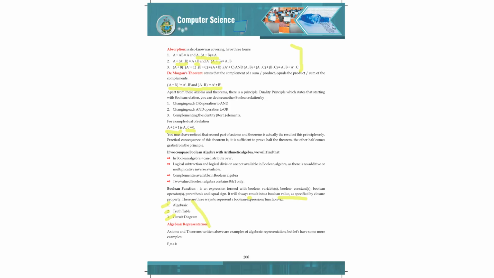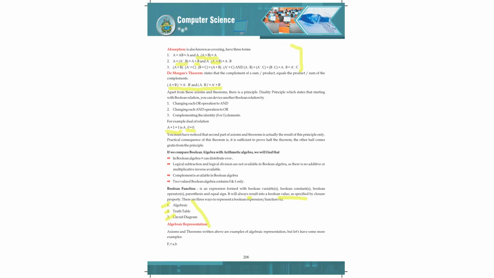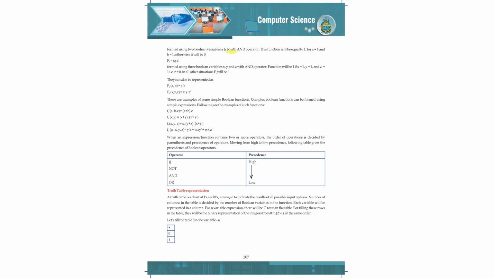Okay, so algebraic representation: any function you will represent with operators. You see here we are using two Boolean variables a and b with the AND operator. Okay, here you see the two Boolean variables are a dot b. Fine. This is the algebraic representation of two variables, a and b, using the dot function. Okay, this is how you will represent with algebraic representation. Here are some examples also given over here.